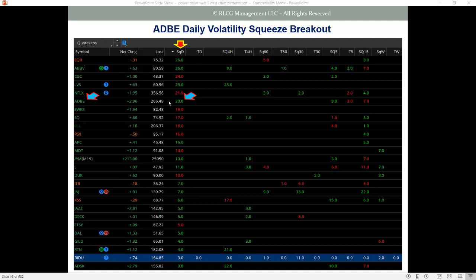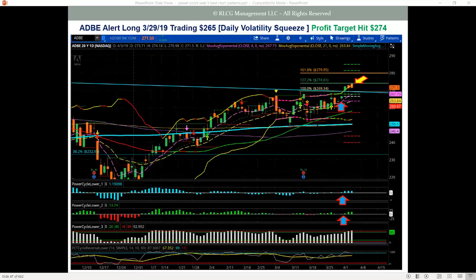But here's everything that's in a daily squeeze, and you can see here Adobe was in a squeeze for 20 bars, or 20 days, and it's got green, which means the momentum is to the upside. So let's take a look at that. Here you can see Adobe in that volatility squeeze, and then it triggers and it breaks to the upside. So that's how I can find a lot of these types of breakout trades using a scanner designed specifically to look for this pattern.